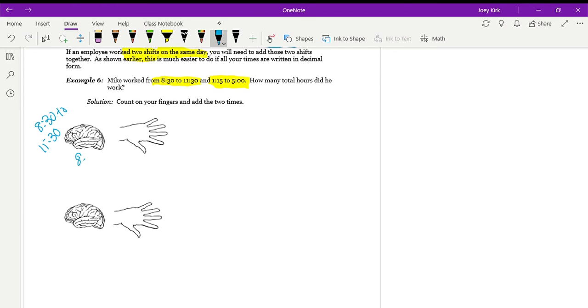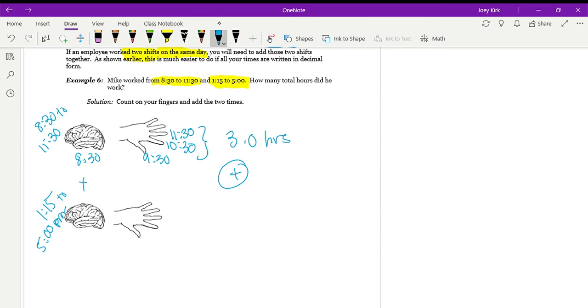So he starts at 8:30. First hour is to 9:30. Second hour is to 10:30. Third hour is to 11:30. Perfect. So here we've got 3 hours, okay? And we're going to need to add that to his second shift here. So his second shift was from 1:15 to 5 p.m.